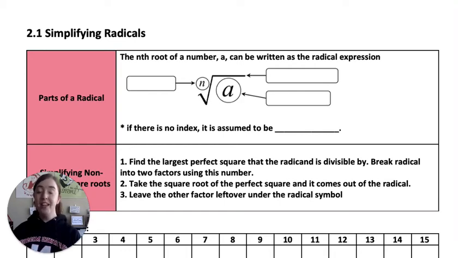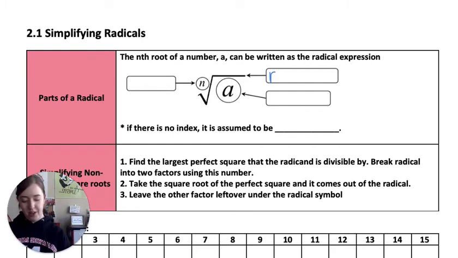Hey guys, today we're going to talk about simplifying radicals. So first of all, what the heck is a radical? Whenever you see that little square root sign, and those can be other roots, that is called the radical.